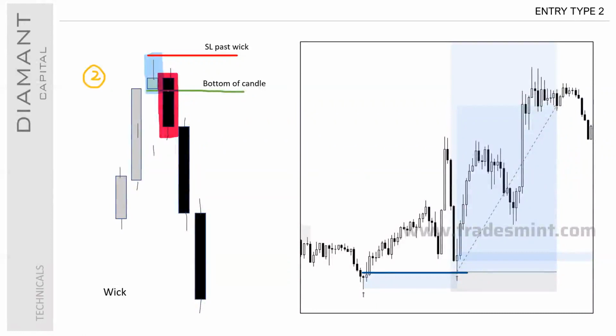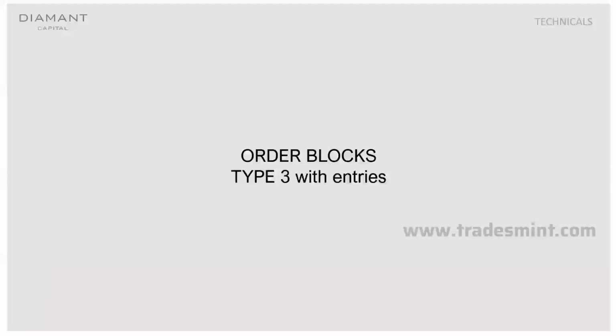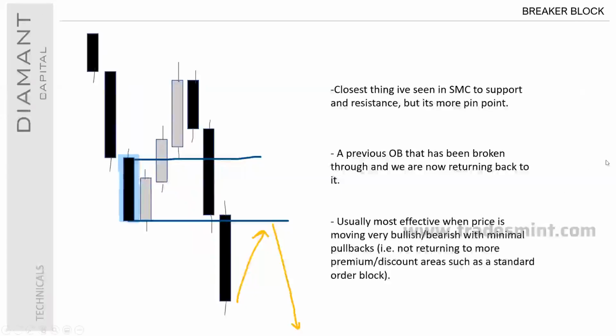This is a screenshot I took from one of the trades sent in my Telegram ages ago, but it just shows and proves to you this is exactly what you see in the market. Order block type 3. This one is what you call a breaker block. Now, personally, it's the closest thing I've seen in smart money concepts to support and resistance, but it's more pinpoint.